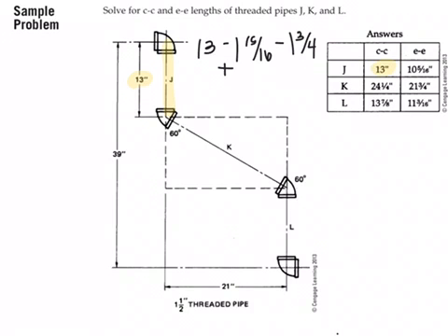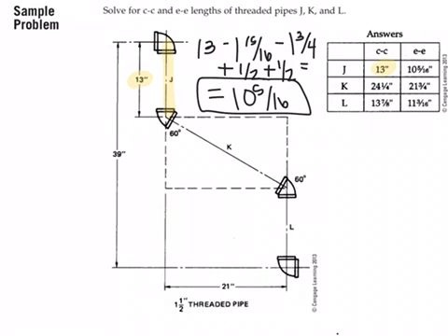Plus, we have to add back our threads. 1/2 inch on one fitting, 1/2 inch on the other fitting. And we are trying to find what this equals. Hopefully you guys all have your construction calculator. That helps with fractions a lot. I'm going to pause and plug all of this into my calculator and see if I get the correct answer that the book has. Alright, so I plugged into my calculator and I did get 10 5/16. Hooray, the book was correct. Okay, that is end-to-end for J.